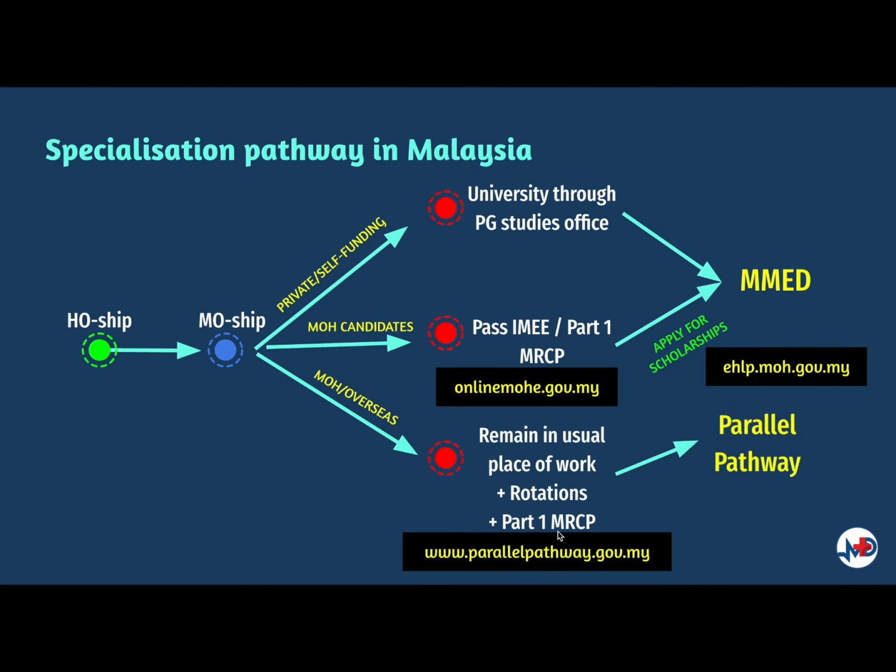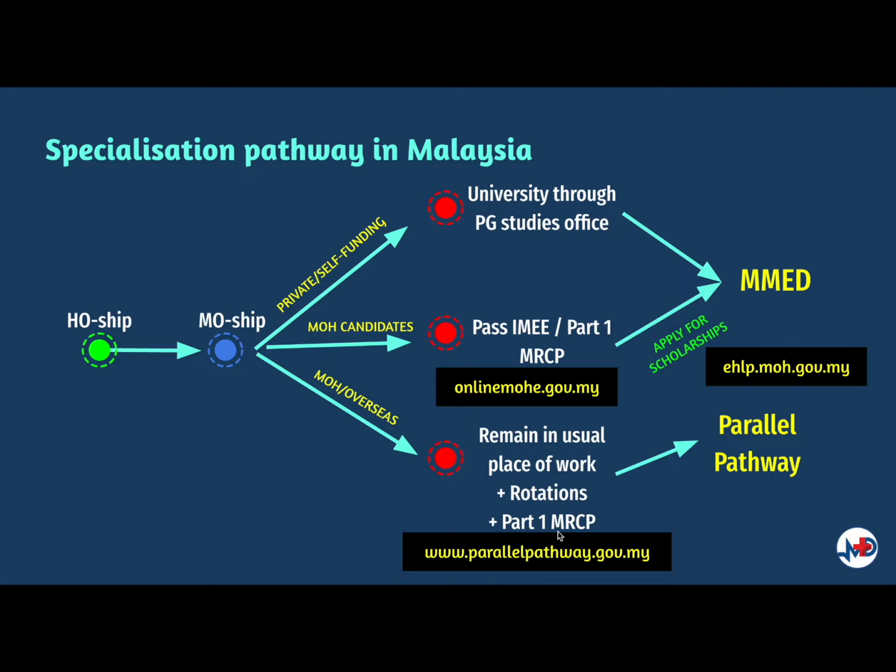As you begin your journey, you will have to first determine the pathway that you are interested in. There are 3 ways as shown in this slide to cater for different categories of applicants. For those of you who are working with the Ministry of Health, you can apply to join the Master of Medicine program or the parallel pathway.